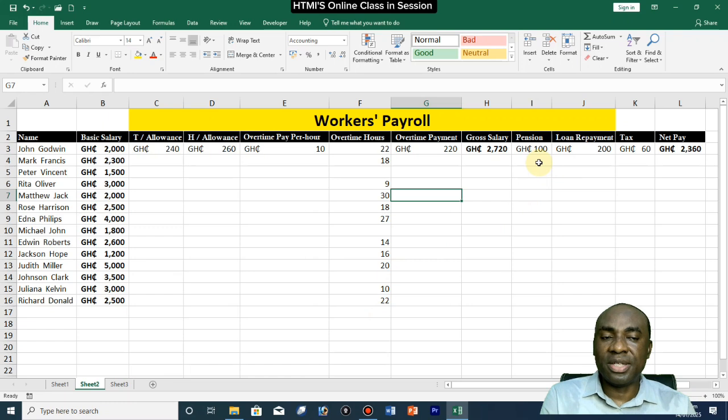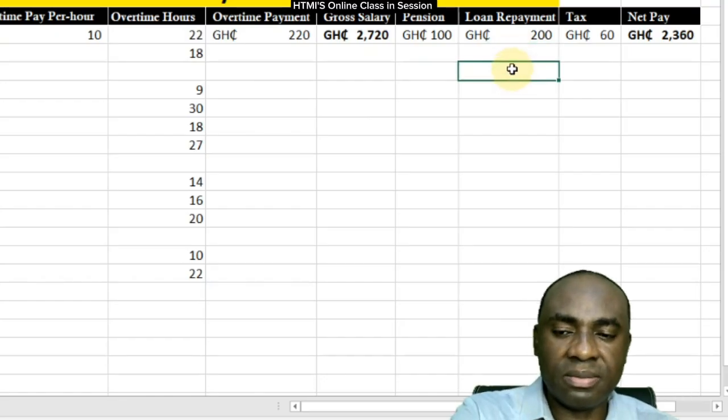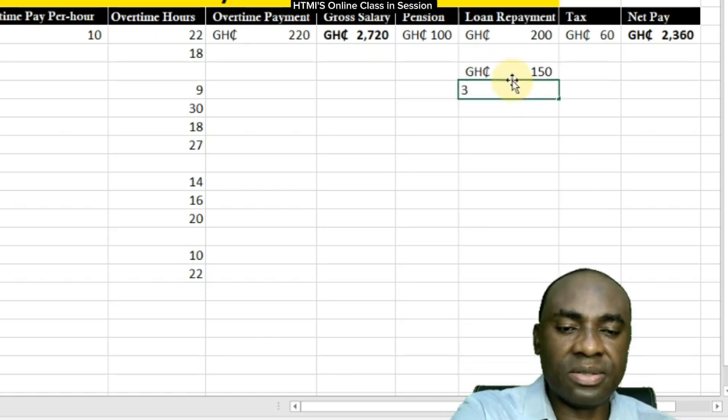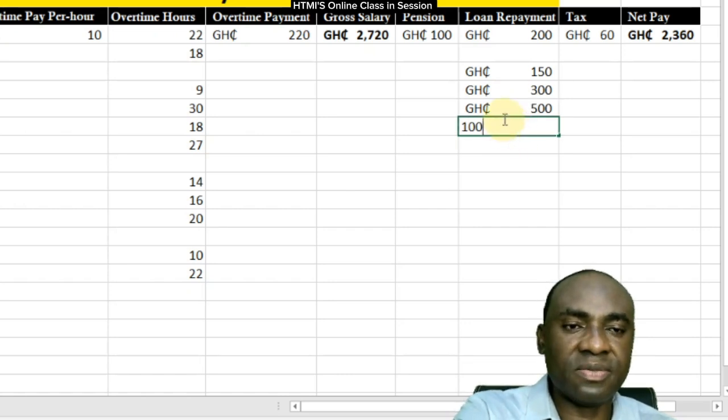Then, for the pension, it is a percentage value: 5% of each worker's basic salary is the pension every month, and the tax is 3%. But for the loan repayment, some workers don't have any loan repayments to do. So let's say for this next worker, there are no loan repayments. For the other one, the loan repayment is 150 cedis. The next has 300 cedis to repay. The following has a very huge amount of loan to repay, 500 cedis. The next one, just 100 cedis for that month.